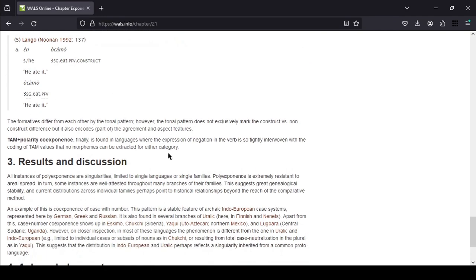The formatives differ from each other by the tonal pattern. However, the tonal pattern does not exclusively mark the construct versus non-construct difference, but also encodes part of the agreement and aspect features. TAM polarity exponence, finally, is found in languages where the expression of the negation of the verb is so tightly interwoven with the coding of TAM values that no morphemes can be extracted for either category.